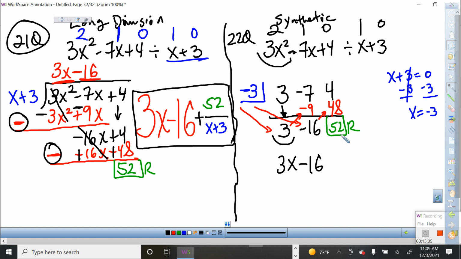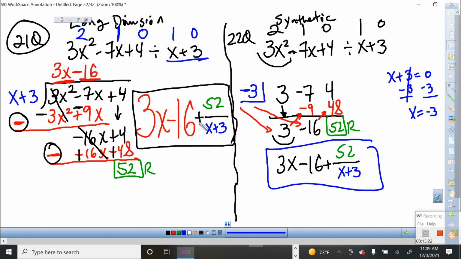Do we have a remainder? Yes, so we put plus fraction bar, 52, and our divisor was what? Over here in blue, yes, x plus 3. This is our answer. Is it the same as this? Yes, because we use a different method now. Okay? I want you to go to your study guide, do numbers 21 and 22. Copy that and go.